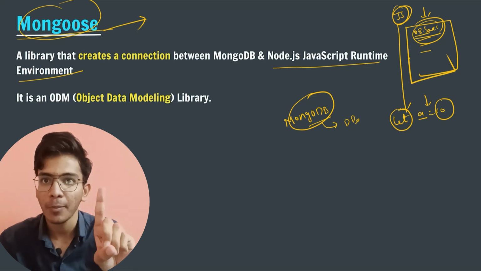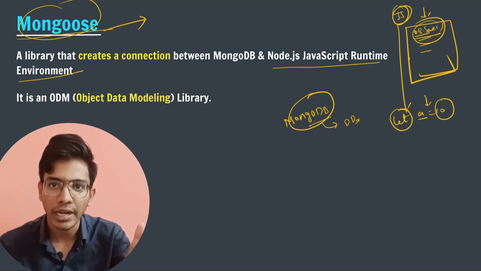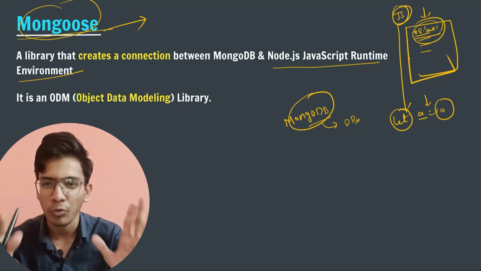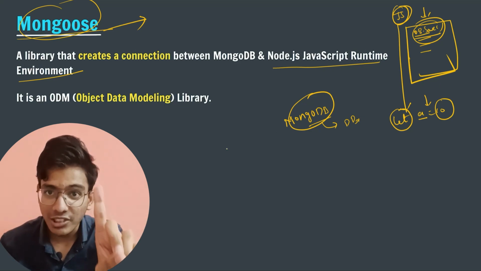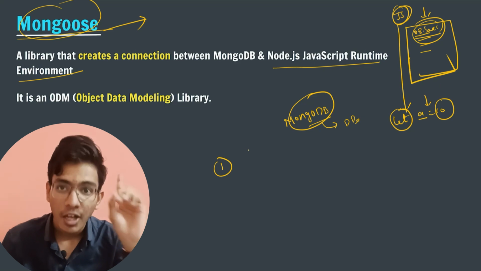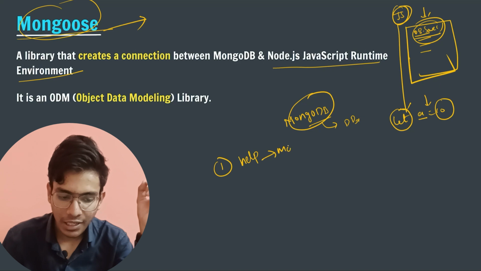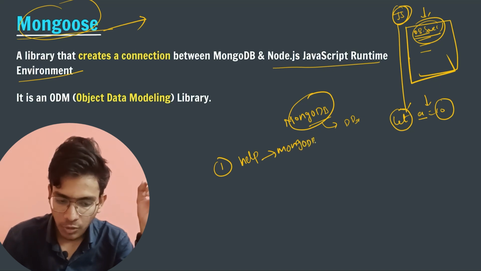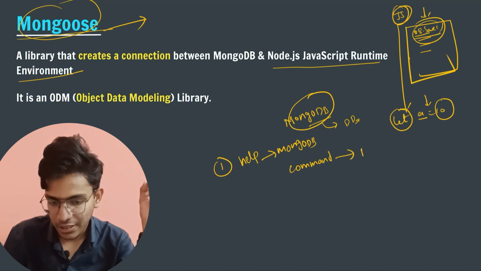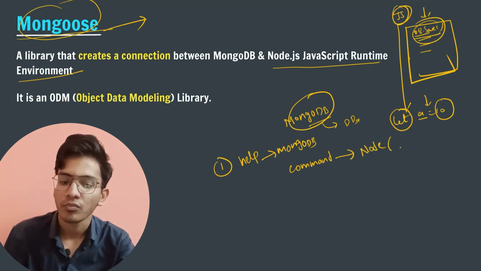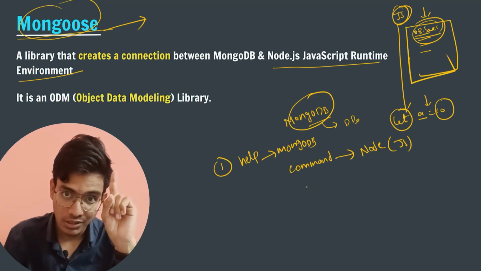First point, it will help us in adding our MongoDB commands directly. Instead of writing in the shell, we can directly come within the same file. You can write your backend, you can write your database code. So this is the first advantage of Mongoose. Mongoose will help us in writing MongoDB commands within the Node file. Right, Node is basically a JavaScript file. This is the first advantage.